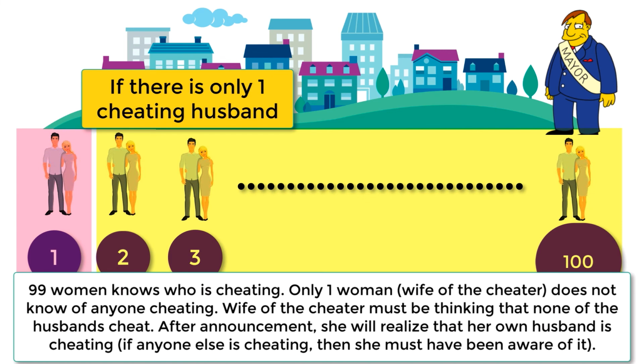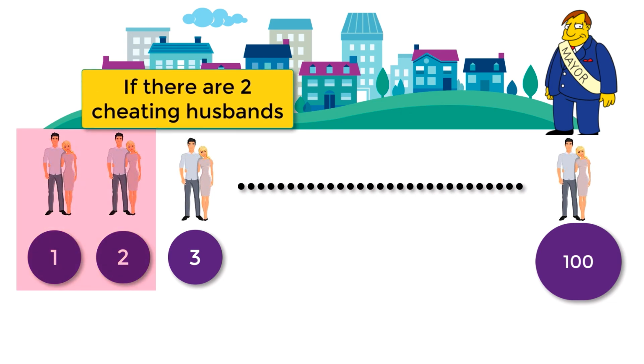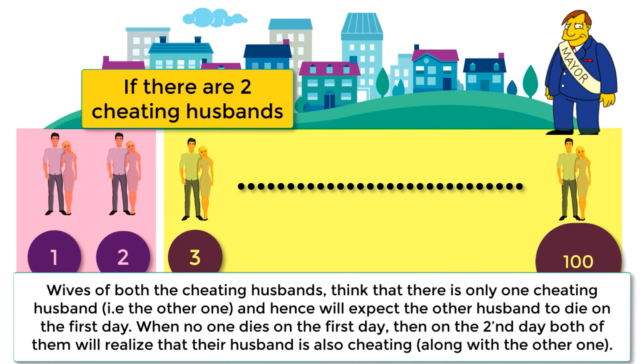But what the mayor actually announced is that there is at least one cheating husband in the town. So now let's assume there are two cheaters in the town. In this condition, there will be 98 women in the town who know who the two cheaters are. The two wives who are being cheated on would think that there is only one cheater in the town. Since neither of these two women knows that their husband is a cheater, they both do not report their husbands on the day of the announcement.